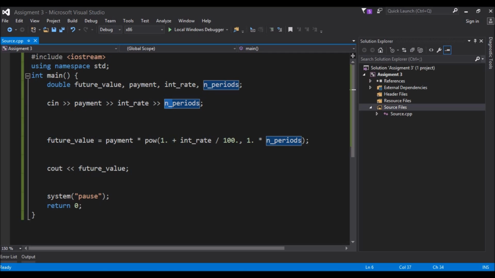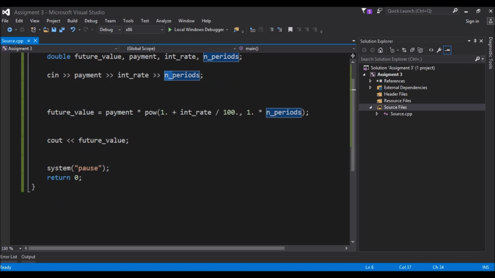And after that, we just calculate the future value using the formula. And this part is pretty straightforward, with the exception of the power rule. Whenever you want to raise a number to a power, you must write it in the following way. First of all, you type pow, that stands for power, and then in brackets, the value that you want to raise to that power, followed by a comma, and the value of the power itself. Then don't forget to multiply by 1.0, just to be sure that you won't face any conversion problems.